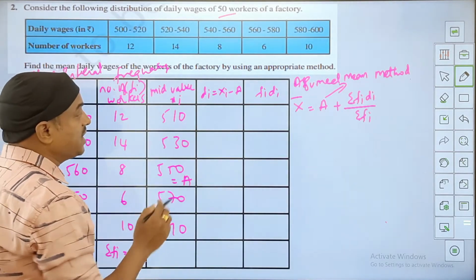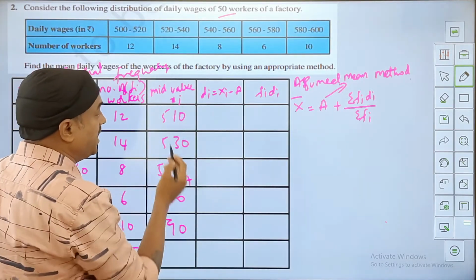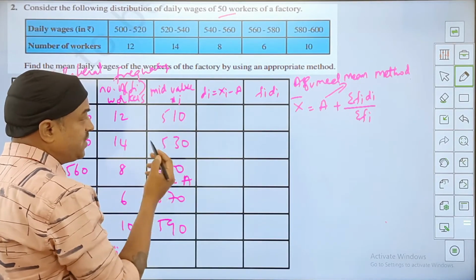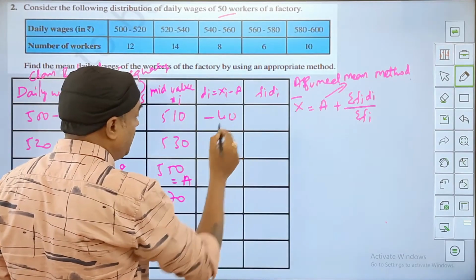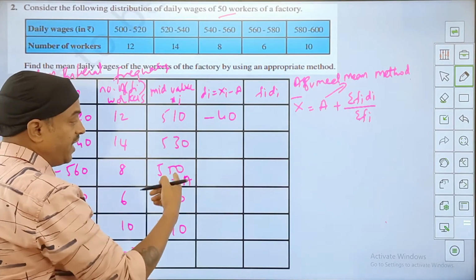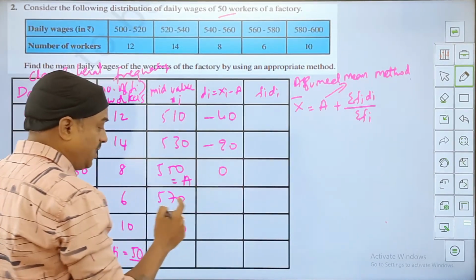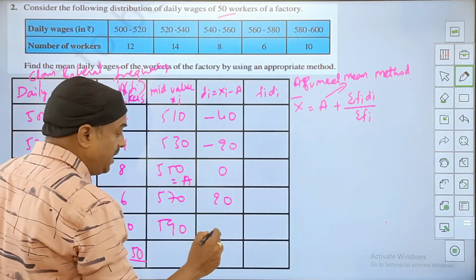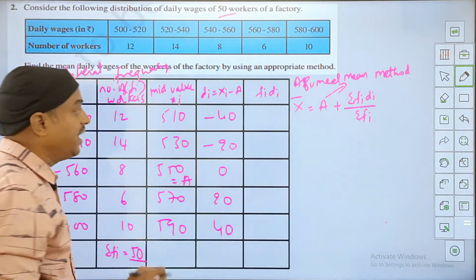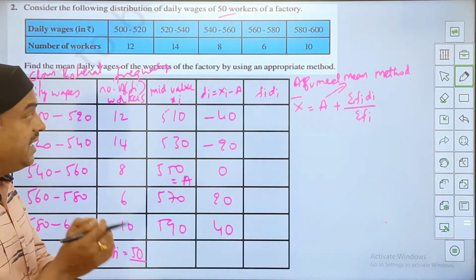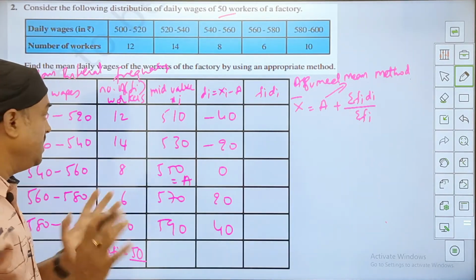Now what did he ask us to do? Xi minus A, that is 510 minus 550. 510 minus 550 is minus 40. 530 minus 550 is minus 20. 550 minus 550 is 0. This is going to be 20 and this is going to be 40 is what I get. Now I got the di values, that is deviation values. D stands for deviation, please understand.